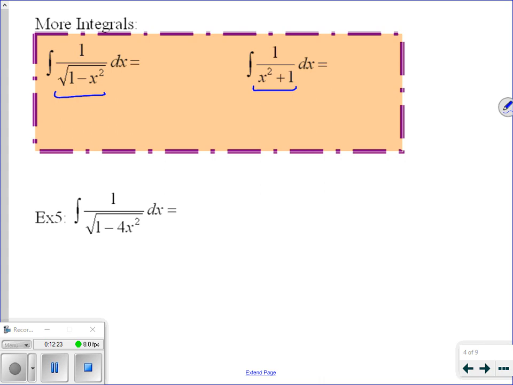So if I take the integral, what do I have to take the derivative of to get this first quantity? Hopefully you remember that the derivative of sine inverse of x gives us that function, and the derivative of tan inverse of x gives us this function. So we're just working backwards from those. Now let me show you an example.